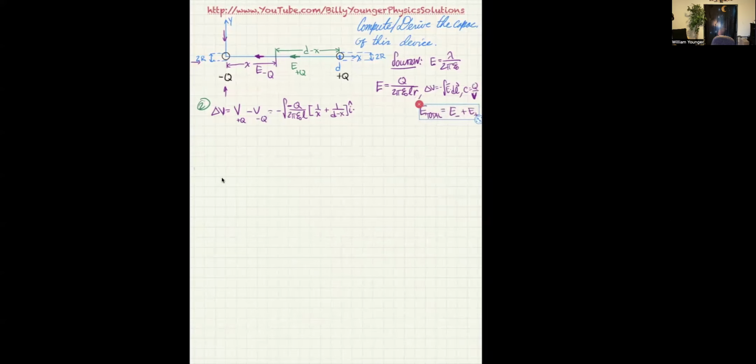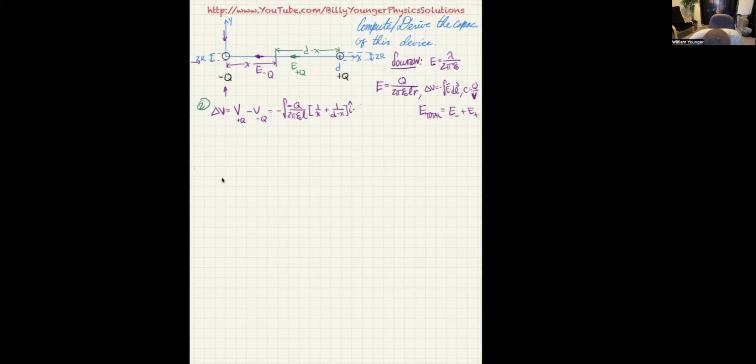So I don't think that's too terribly bad. That should give me enough room. So now I'm going to use my dL to indicate the actual direction we're integrating. We are integrating from the negative Q to the positive Q, so that's actually in the positive i hat direction.